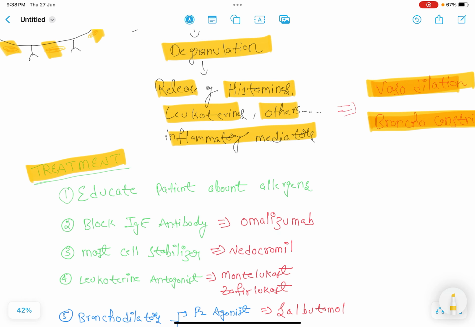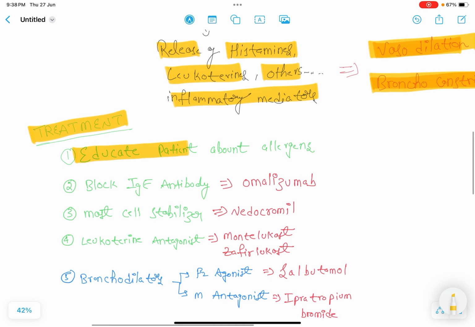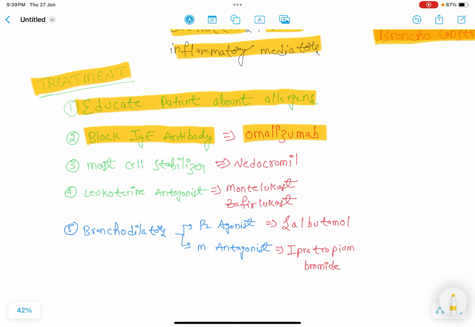For treatment, first we have to educate the patient about the allergens. Some people have allergy about the dust, some people have the dust mite and the pollen. These are types of allergens. Second, we have to block the IgE antibody and the drug is omalizumab. Next, we have to give the mast cell stabilizer. We have to prevent the burst of the mast cell. The example here is nedocromil.